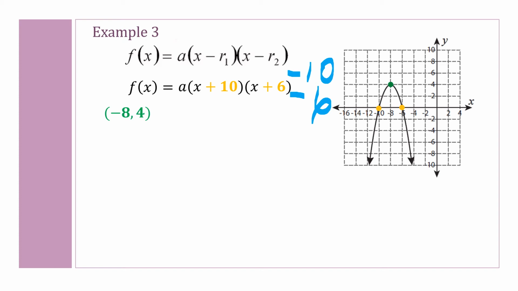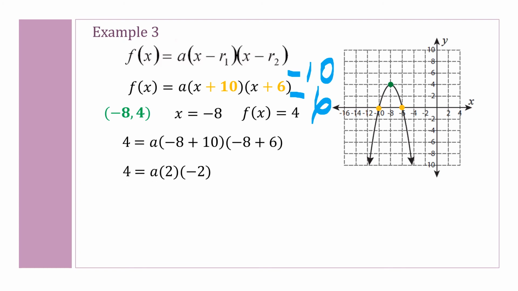Now we need another point on the graph. This time we're going to use the vertex, which is -8, 4. X is -8 and f of X is 4. So take those two numbers and replace them in the place of X and f of X in the previous equation. And you end up with 4 equals A times the quantity of -8 plus 10 times the quantity of -8 plus 6. Simplify inside the parentheses, and now we have 4 equals A times 2 times -2.